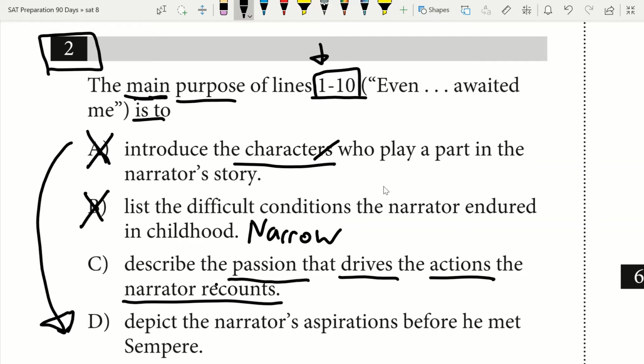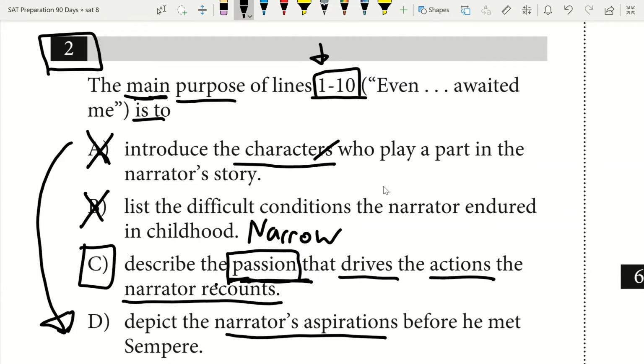Now obviously you haven't read the passage, so you don't quite understand that, but what you should see is that the whole point of including this is showing the passion that he has for reading, right? It talks about how it's his escape. He describes it as a key to a boundless world. Those are all things that are really describing that massive passion that he has for reading and writing. And then we have option D, depicting the narrator's aspirations before he met some peer.